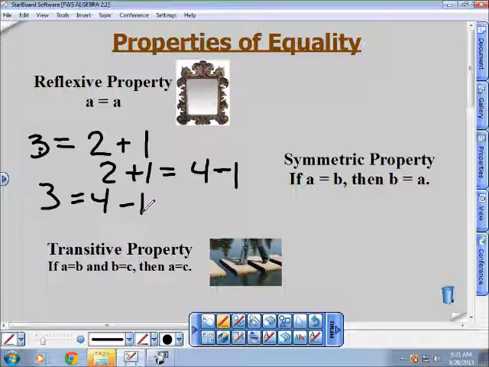You're transitioning from one complete sentence to another complete sentence, and getting a third complete sentence that combines those two. So you learn that when there's an equal sign, that's a complete sentence. On one side is a statement, on both of them is a complete sentence. So that's all that the transitive property is doing.